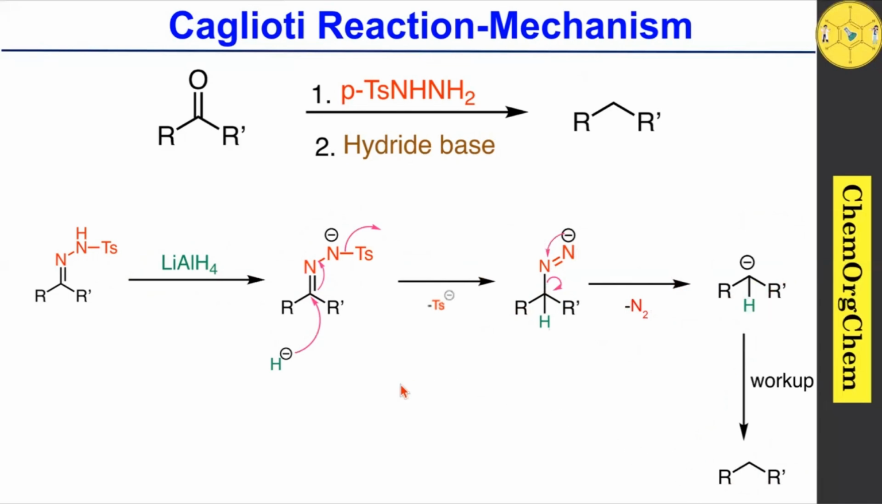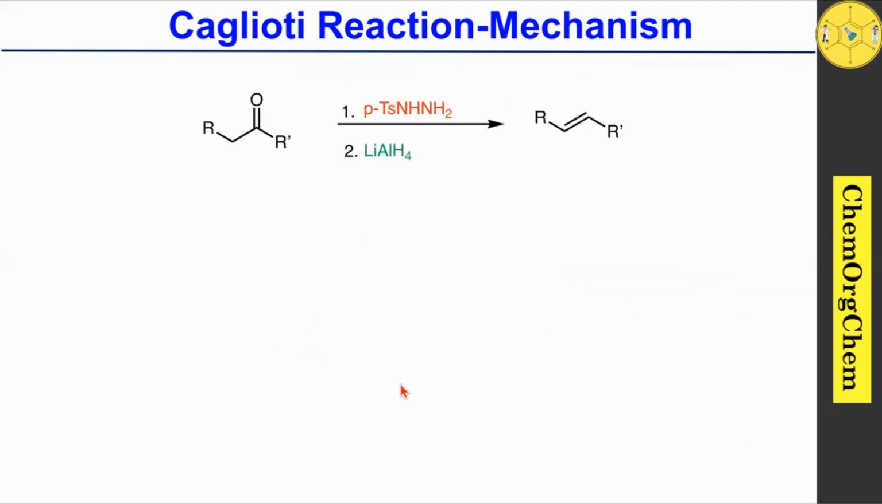However, under this reaction condition, when we use a carbonyl compound that contains alpha hydrogen, some side products are produced. So let's see what side products are usually observed because of the basicity of lithium aluminum hydride. When we use this class of carbonyl compound having alpha hydrogen atoms, it usually produces an alkene compound. This reaction is related to the Shapiro reaction. So let's see how this reaction works.